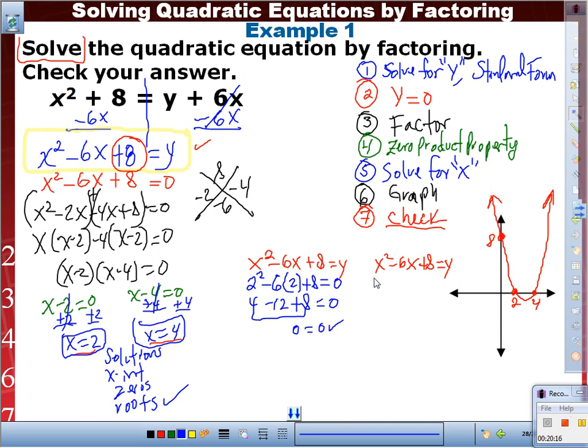Let me do the second one. 4 squared minus 6 times 4 plus 8. And once again, what is y? So this is 16 minus 24 plus 8 equals 0. What is 16 plus 8? 24. Minus 24. Yeah. And that's how you check.